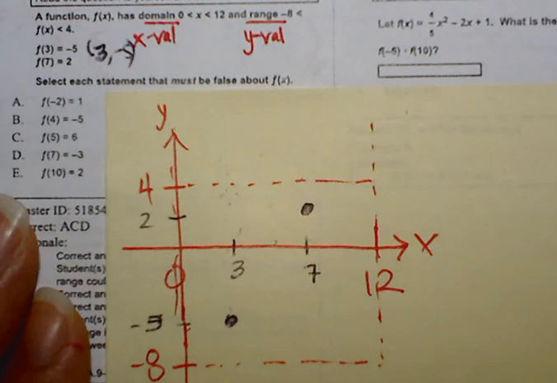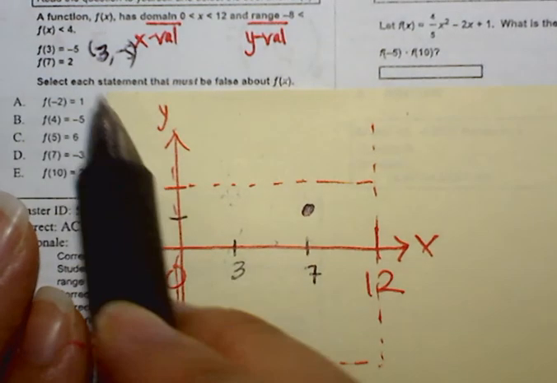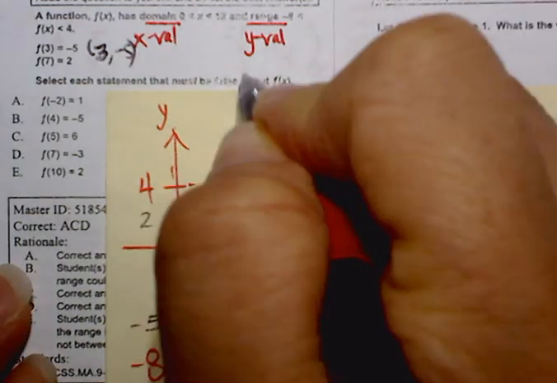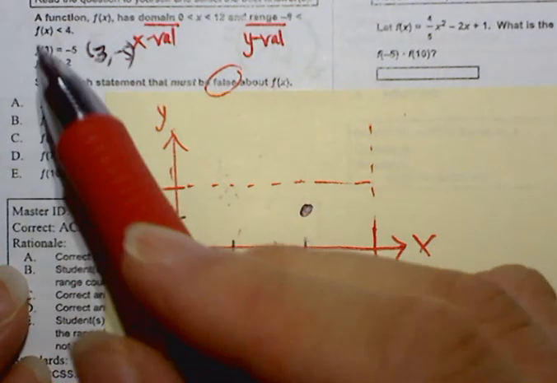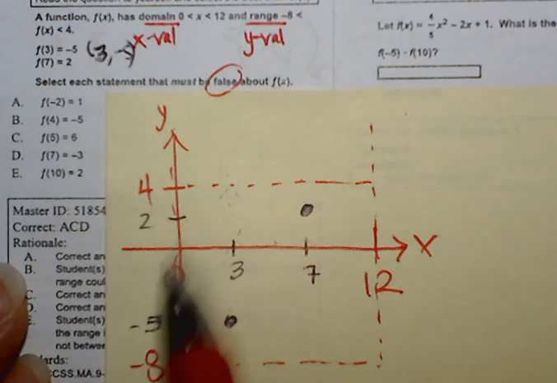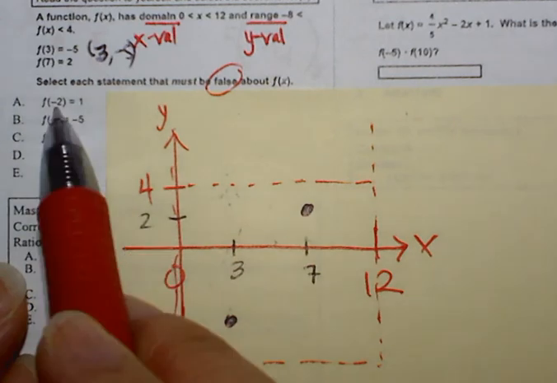Okay, so select each statement that must be false. Don't be tricked. Don't pick all the ones that are true. Pick all the ones that are false. So f of -2 equals 1. Can I input -2 and get 1? Why not? Because -2 is not part of the domain. Remember, all my x's have to be between 0 and 12. So that one has to be false.